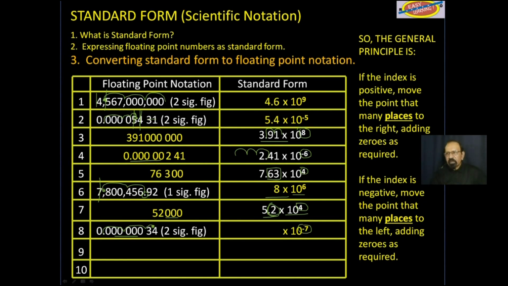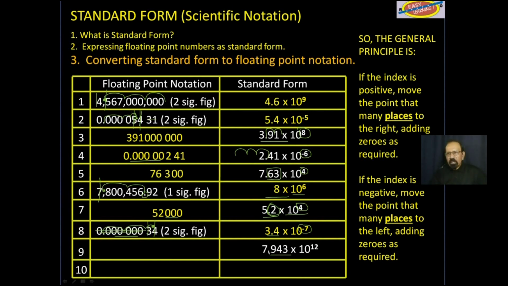2 significant figures. Remember, these zeros don't count. 3, that's 1, and 4. So your answer is 3.4 times 10 to the negative 7.